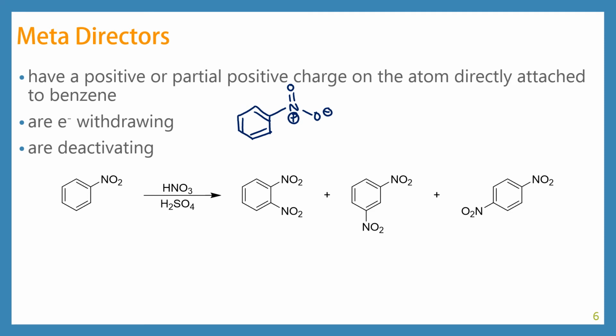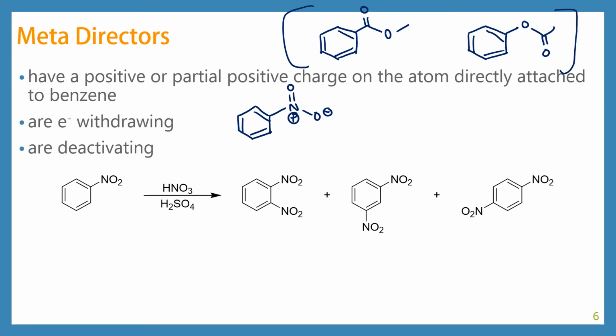The other interesting thing about meta-directors is that, depending on how a functional group is attached to the ring, they can be either meta-directors or ortho-para directors. For example, depending on how an ester is attached to a benzene ring, it can be either a meta-director or an ortho-para director. So take a look at the examples that I drew in the top right corner and decide which one is an ortho-para director and which one is a meta-director.